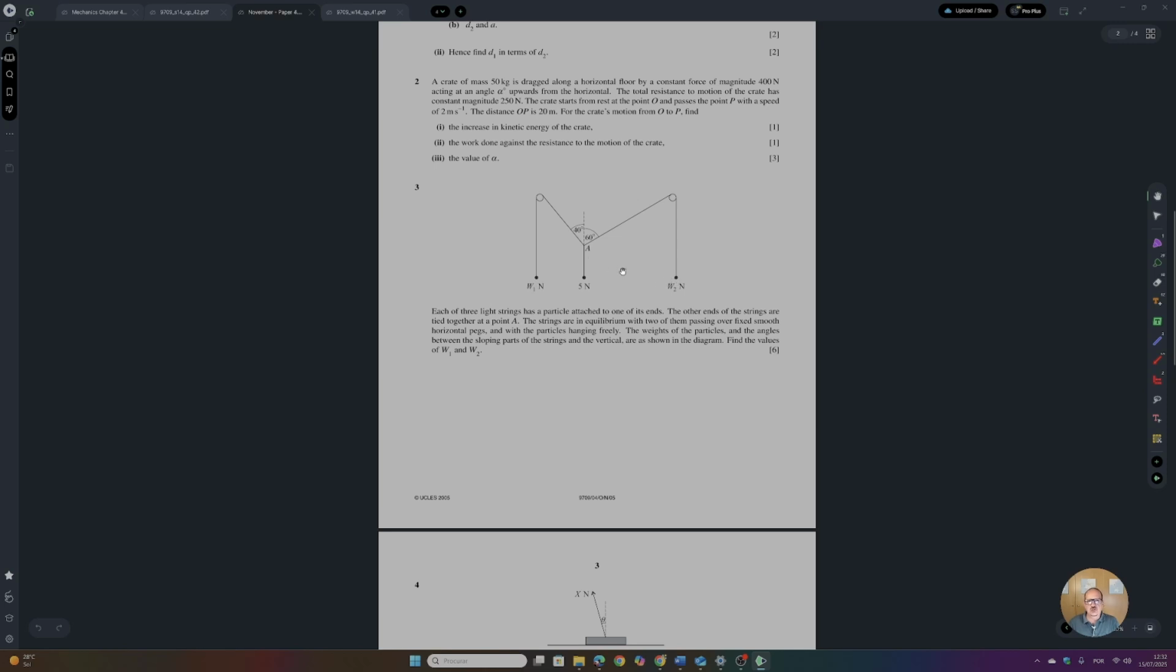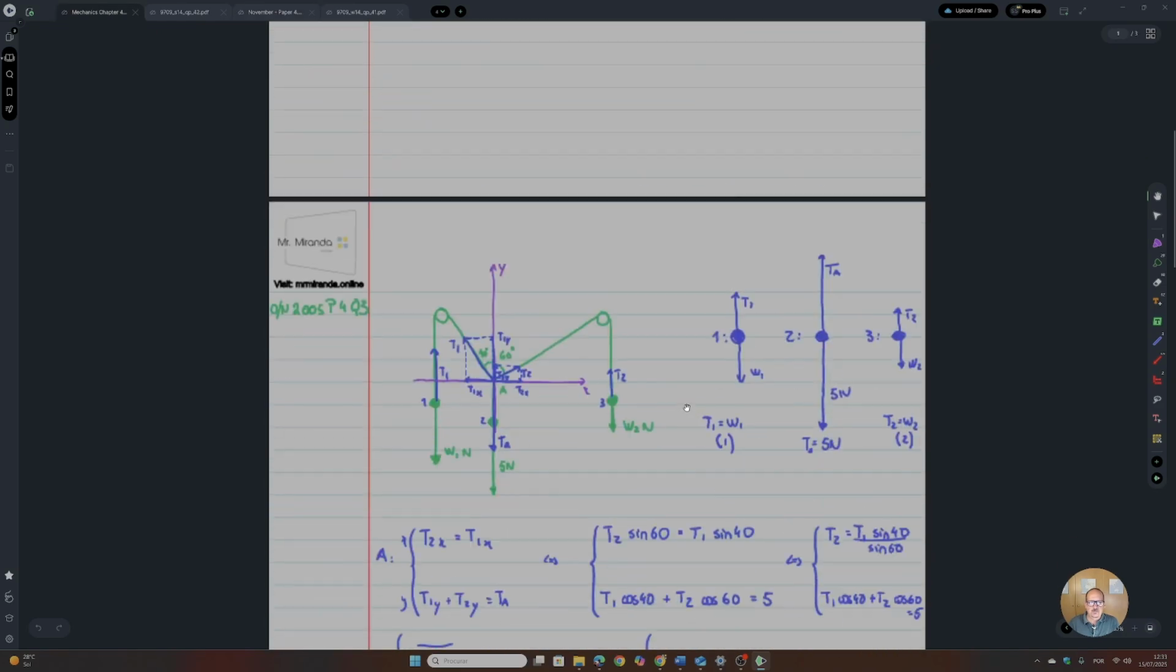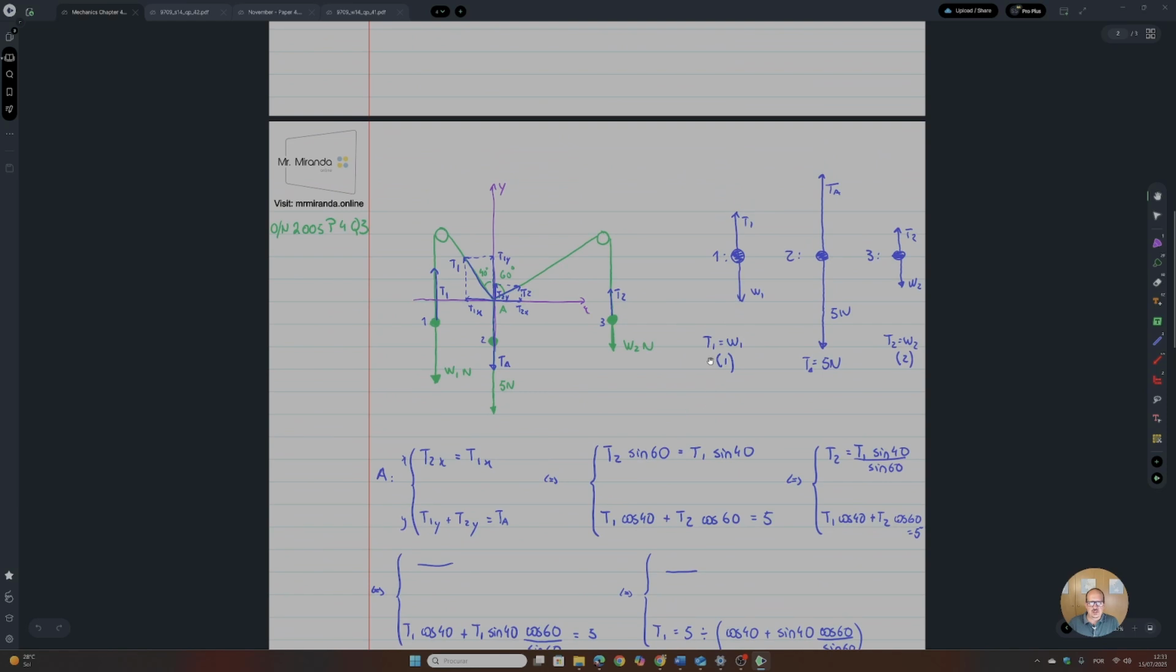So, how many strings do you have? You have this one, 1, you have this one over here, 2, and you have this one over here, 3. So you have 3 strings attached together with a knot, so you will have 3 tensions, okay? You have those angles. So let's go back to my own representation. It is over here. What information are you given? That this is in equilibrium.